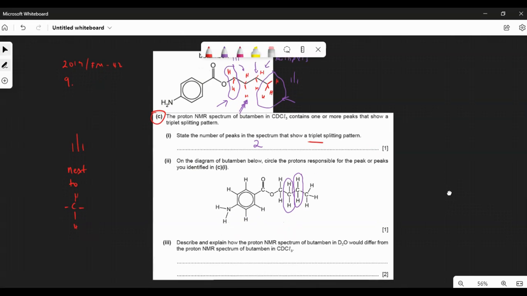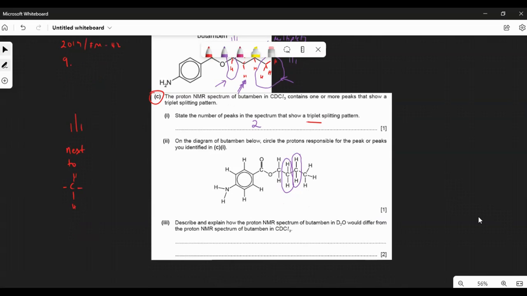All right, so let's move this up a tiny bit. Describe and explain how the proton NMR spectrum of butanben in D2O would differ from the proton NMR in CDCl3. Okay, so we're looking for labile protons, aren't we? And how many labile protons are there? Well, from the outlet, I think I can only see one there. Sorry, they're both the same proton. These two are labile.